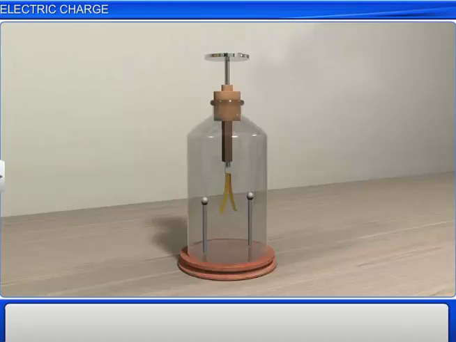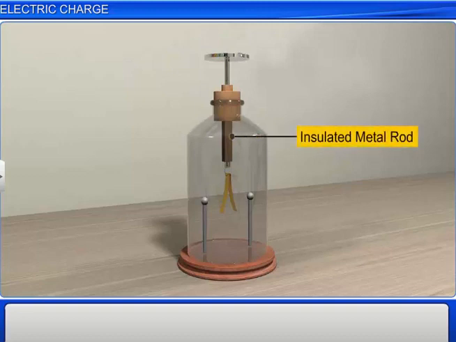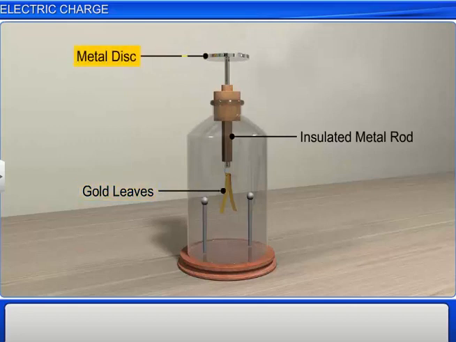To know whether a body has been charged, we use an instrument called a gold leaf electroscope. It consists of an insulated metal rod with 2 gold leaves or foils at one end and a metal disc at the other end. This setup is enclosed in a glass jar with the help of a tight cork with the disc placed out of the jar.